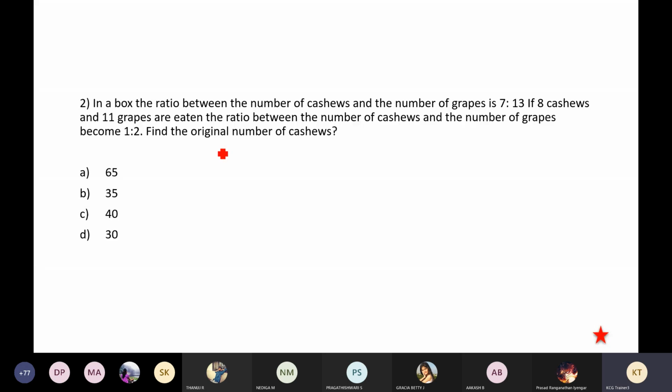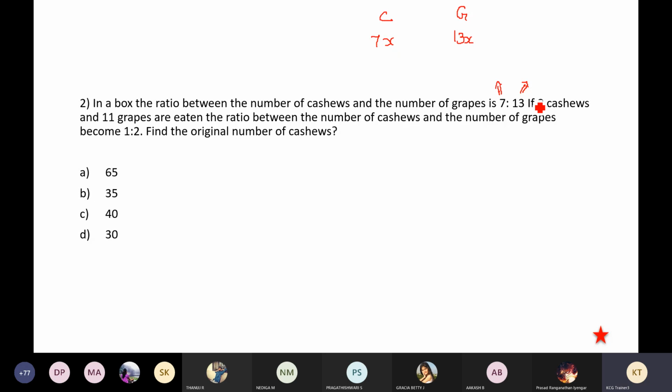Very good, superb, Radha. Excellent. And so others, guys, listen carefully. What is actually given? In a box, the ratio between the number of cashews and the number of grapes. So cashews and grapes are in the ratio 7 is to 13. So I'm going to assume cashews as 7x and grapes as 13x.